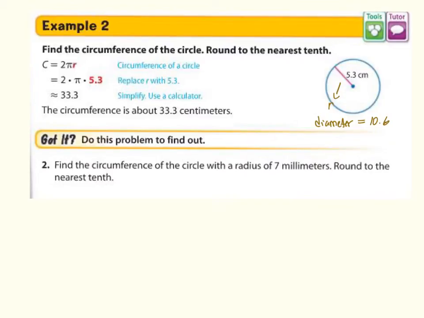Let's get some practice with number 2. Find the circumference of the circle with a radius of 7 millimeters, round to the nearest tenths. So what we're going to do is we're going to double the 7 to find the diameter. So diameter equals 2 times 7, which is 14. So now to find the circumference, we're just going to take pi times 14. So circumference is 43.98229715, but again, rounding it to the nearest tenth, that's going to give you 44.0. And that's millimeters.